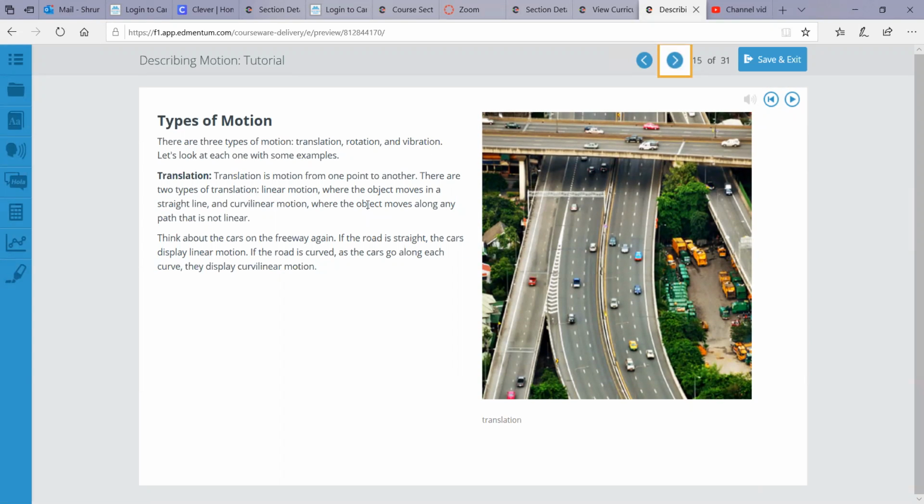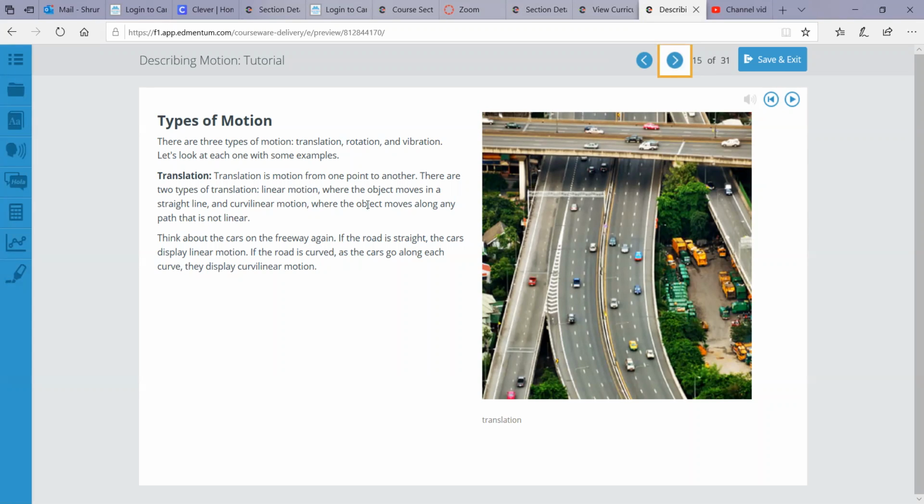Now we're going to talk about the types of motion. 3 types we're going to talk about: translation, rotation, and vibration. Translation is one motion in which you're going from one point to another.